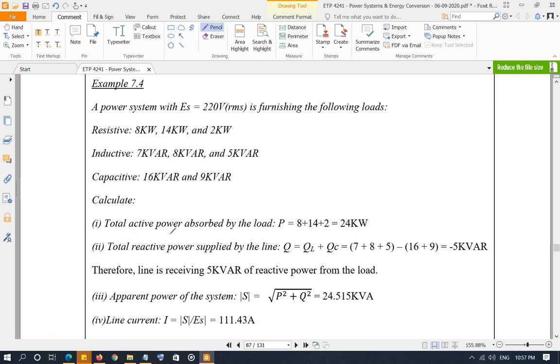So the question is asking you what is the total active power absorbed by the load. You add all the active power, total reactive power supplied by the line. So you add all the reactive power, keeping the positive with the inductive and negative with the capacitive, and that's what I did. So total reactive power supplied by the line is negative 5 kilovolt ampere reactive.